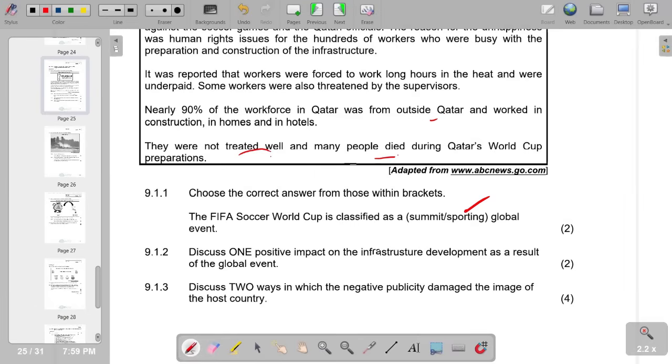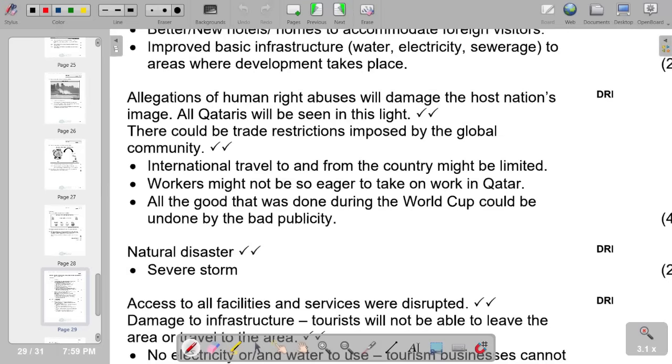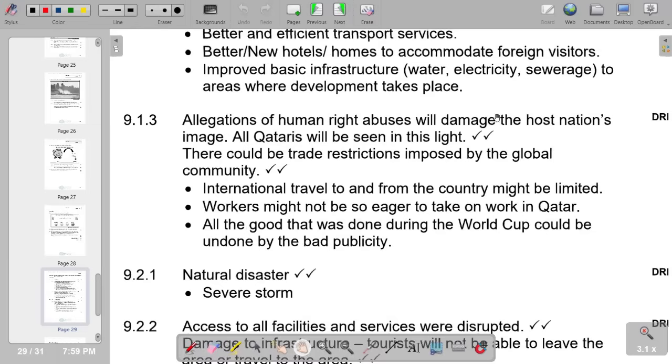So those are some of the points that we can try to note as we comment on the ways in which a negative publicity damaged the image of the host country. So we've got allegations of human rights abuses which will damage the host nation's image, which are then also indicated in the information that we have. So with that, we see that these are the points to include. Allegations of human rights abuses will damage the host nation's image. All Qataris will be seen in this light. So it means everyone that is living in the country of Qatar will be seen within that context.